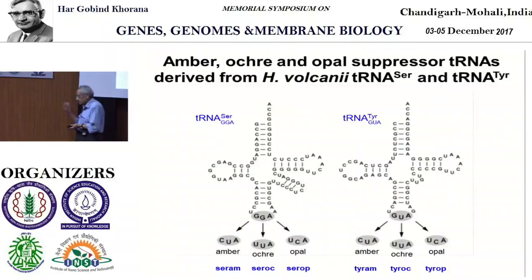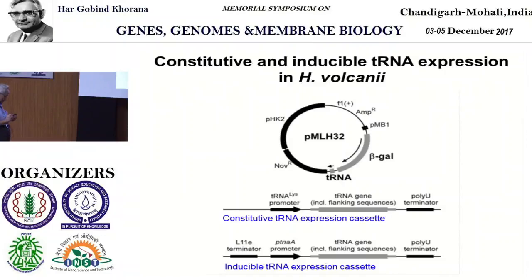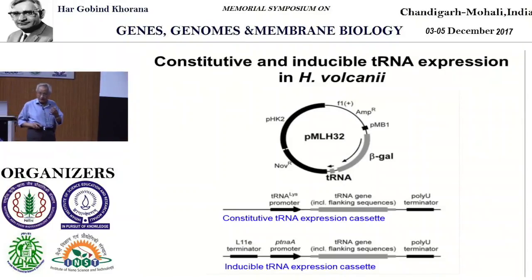And so you put that into the cells along with a reporter system that allows you to see what's happening here. And indeed, this is just the expression system. I don't think we're interested in it. We can either have a constitutively expressed tRNA or an inducible system to express it, just in case the tRNA really happens to be toxic.